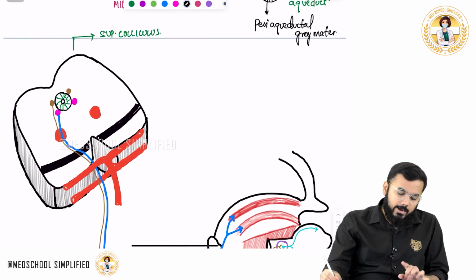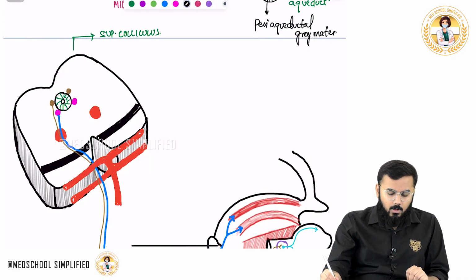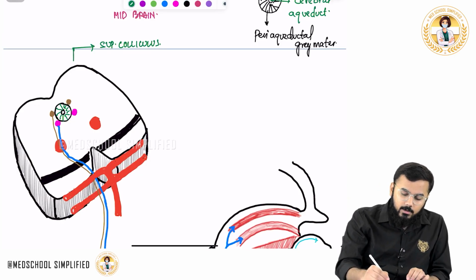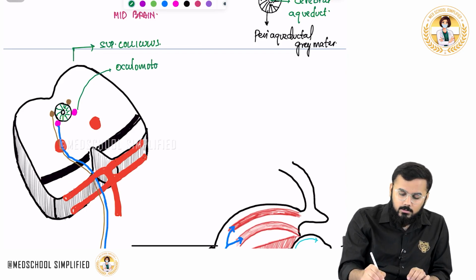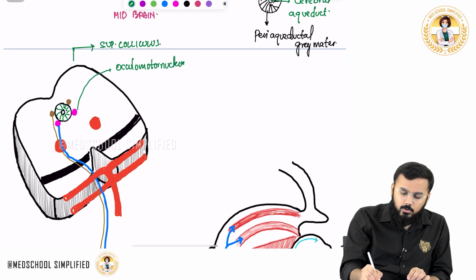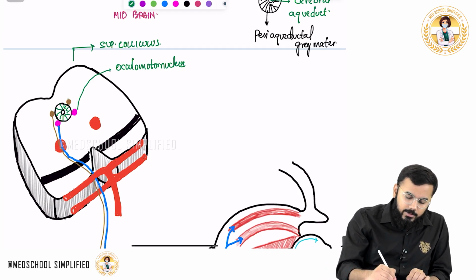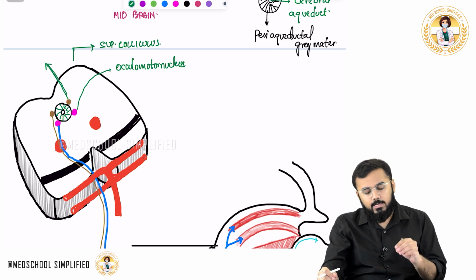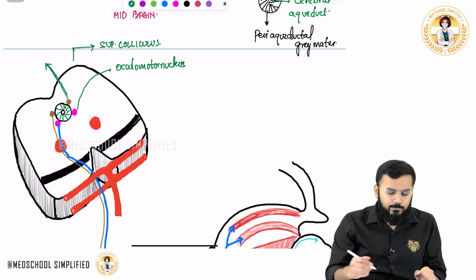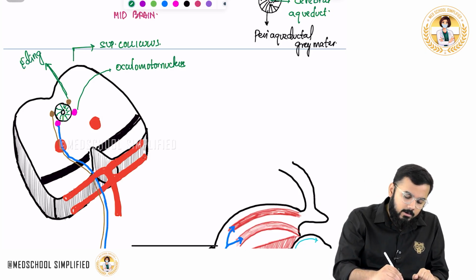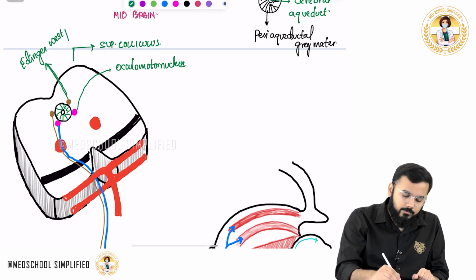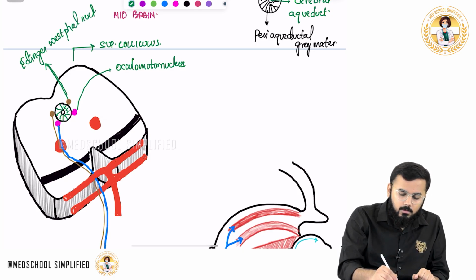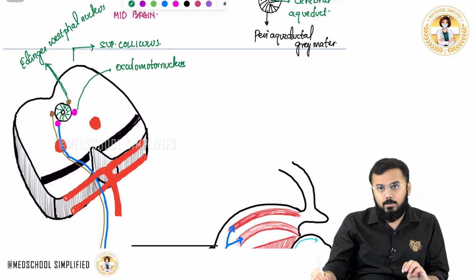Now, surrounding this periaqueductal grey matter, there are 2 groups of nuclei. This particular nucleus over here is called the oculomotor nucleus. And next, this nucleus is called the Edinger Westphal nucleus, from where the parasympathetic fibers will start.